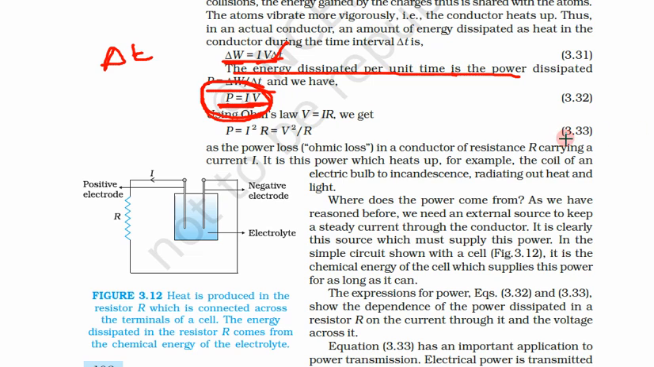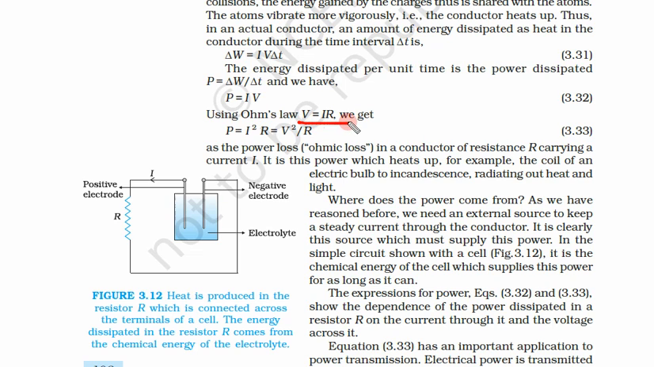Now let us use Ohm's law to see other forms of this. What is Ohm's law? V is equal to IR. So for power, we have three formulae. P is equal to IV. Now let us see another form of this. Putting the value of V is equal to IR, P is equal to I, which is already here, times another I and R. So I square R. When we put the value of I from I is equal to V upon R, we get V square upon R. So we have three formulae of power: P is equal to IV, P is equal to I square R, and P is equal to V square upon R.